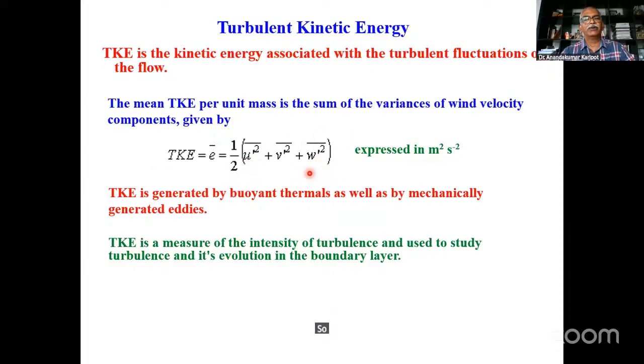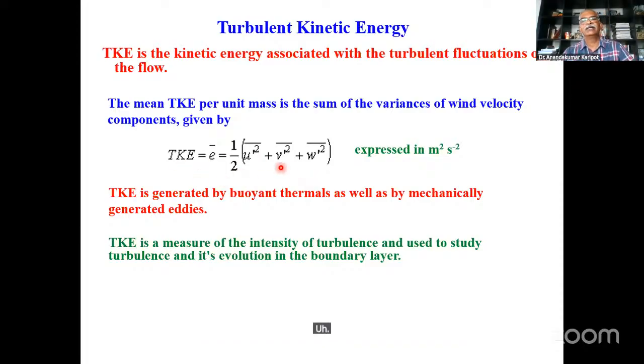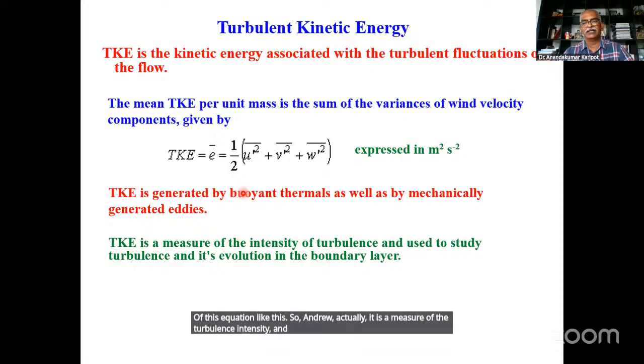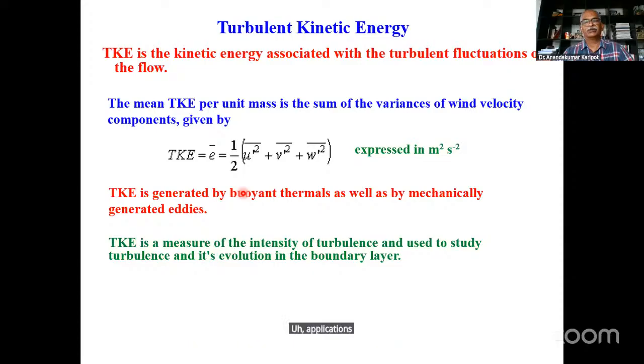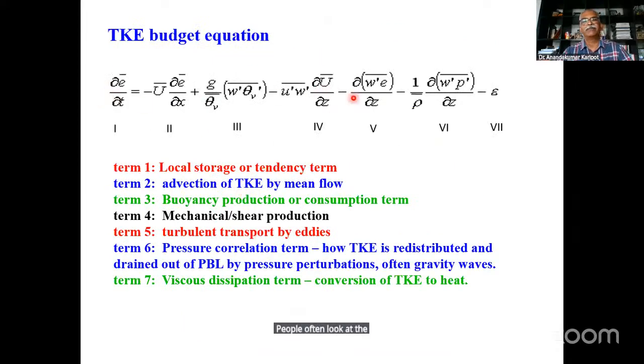So we can calculate the turbulent kinetic energy from the fluctuations of U, V, and W components in this equation like this. It is a measure of the turbulence intensity, and there are various other applications. To study the boundary layer and its evolution, people often look at the TKE budget. That means E represents the TKE in this equation.